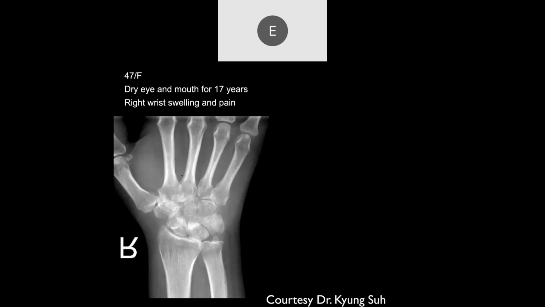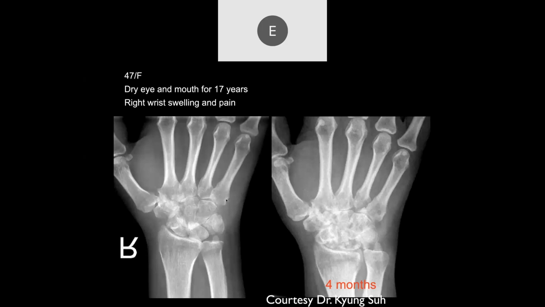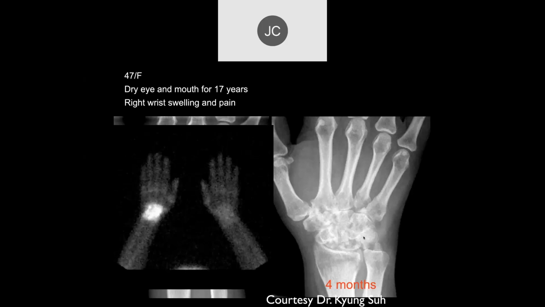Okay, well, what do you think, if we just start with the dry eye and mouth, does that ring any bells? Sjogren's. Okay, there we can see, this is 4 months later, kind of progression of the bone disease. Seems marked activity on the bone scan.